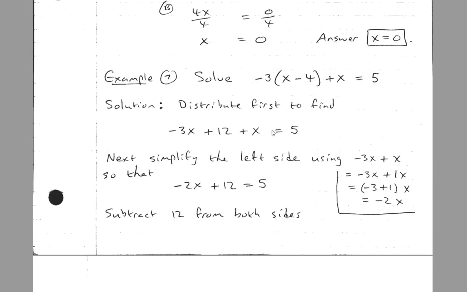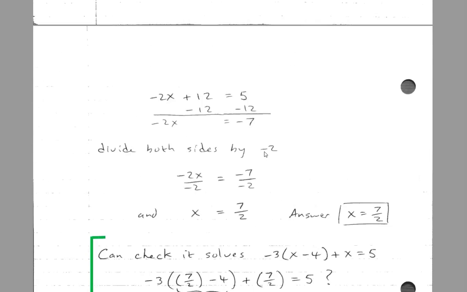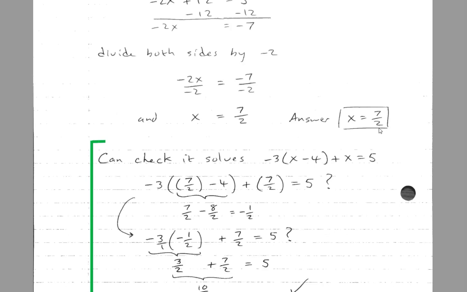There were so many steps, we could have made a mistake, so definitely a good idea to check. So let's go back to the original equation and replace the x's with 7 over 2, see if it works. Okay, so working on the inside here, we have 7 over 2 minus 4.